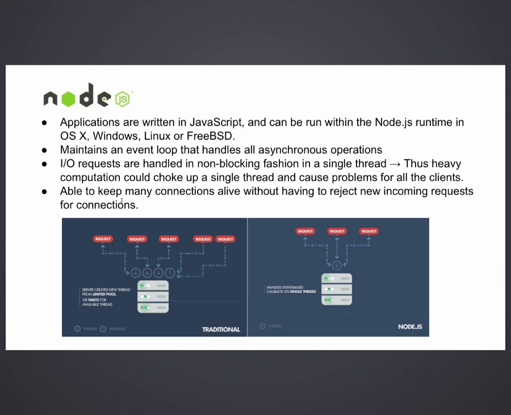What Node.js does is it maintains an event loop that handles all the asynchronous operations. That means if there's an event that triggers, Node.js just handles that. All you need to do is write what you want to do with that event. IO requests are handled in a non-blocking fashion in a single thread. What this means is if there's a lot of computation involved in a single event handler, it is possible to choke up the thread and cause problems for all the other clients. For example, if you have a long set of computation for one particular event, it may cause problems when you run it under Node.js.